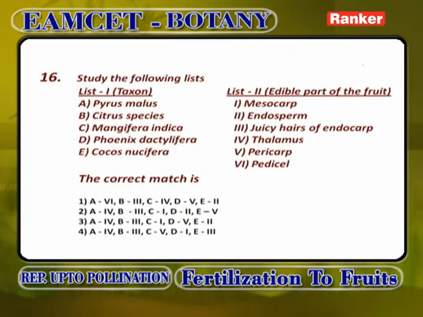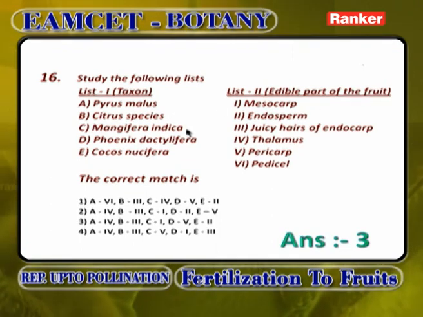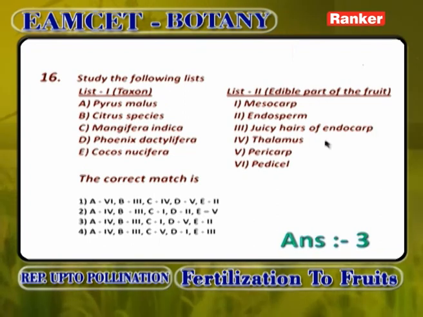Next, it is again matching. Answer A. Study the following list. List 1 taxon, list 2 edible part of the fruit. Pyrus malus, Citrus species, Mangifera indica, Phoenix dactylifera, Cocos nucifera. Mesocarp, endosperm, juicy hair of endocarp, thalamus, pericarp and pedicel.